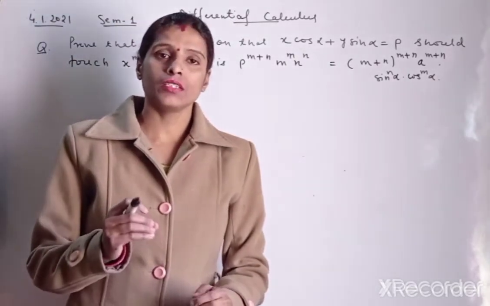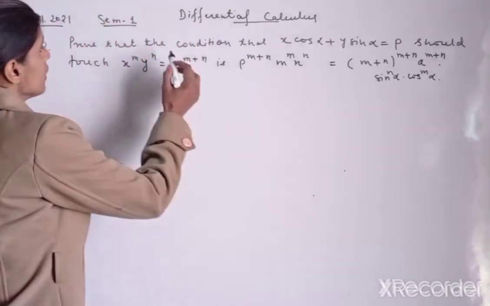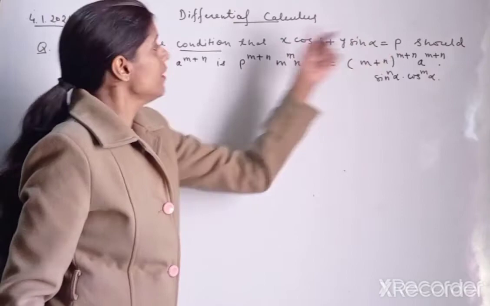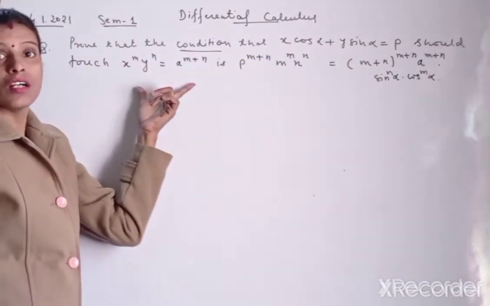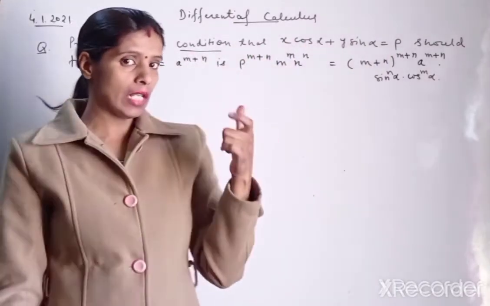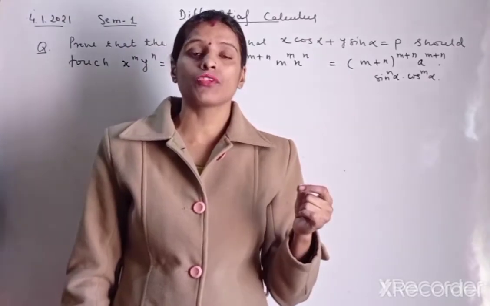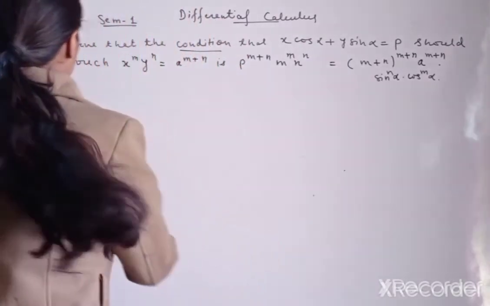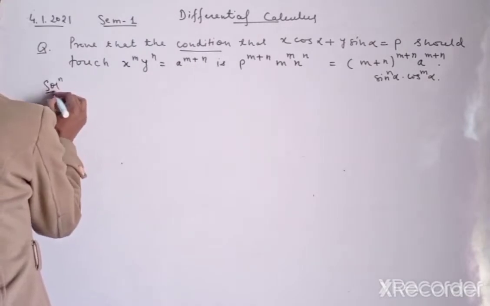Why are we searching for the tangent? Because we have to find the condition that this line should touch this curve. So whenever some line touches the curve, that means we have to first find the equation of tangent. So first let us find the equation of tangent. See the solution part.